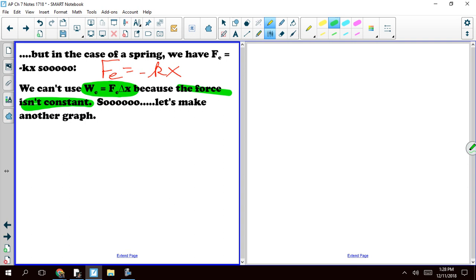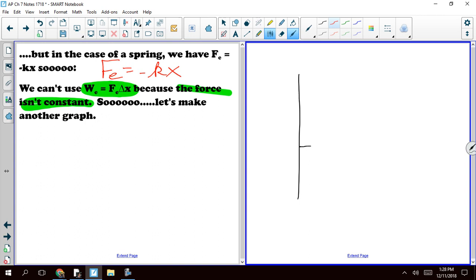I'm going to make the same graph I made before. I'm going to make a graph of force as a function of position. Here's my horizontal position. I want to make a graph for the elastic force exerted by that spring, and I remember that that's simply equal to negative kx, right?